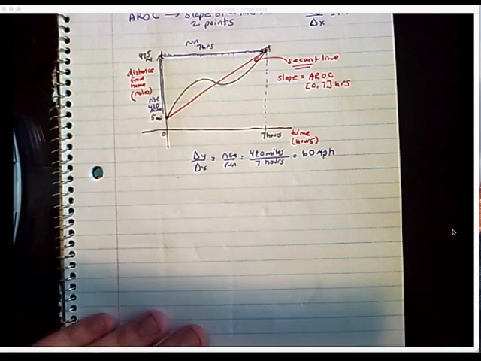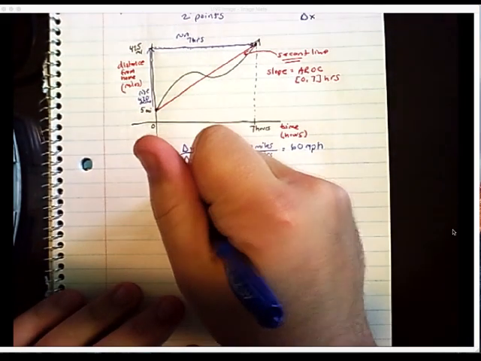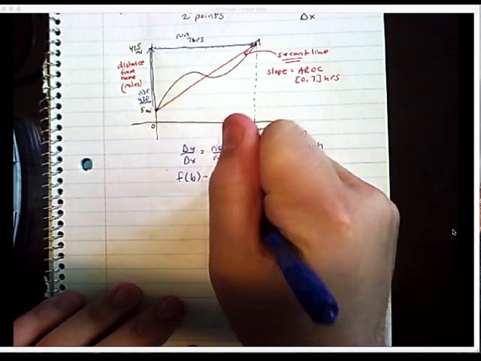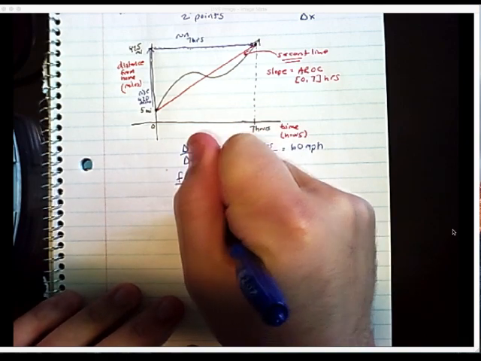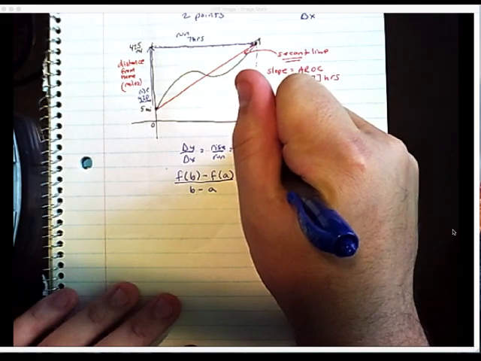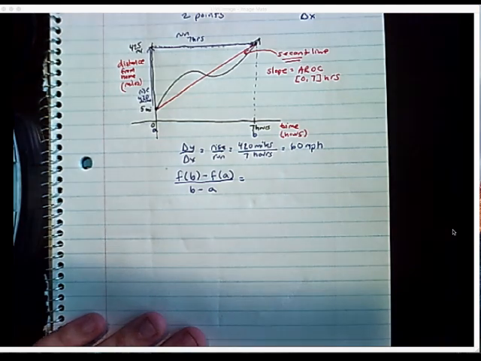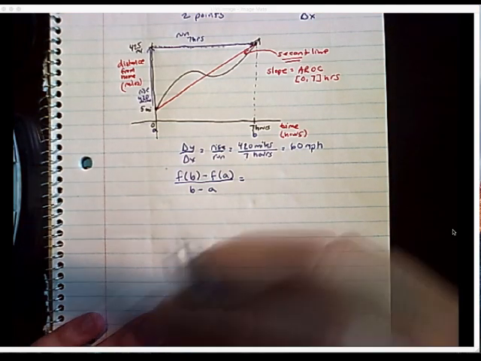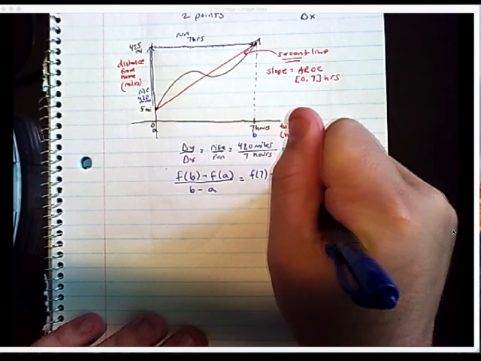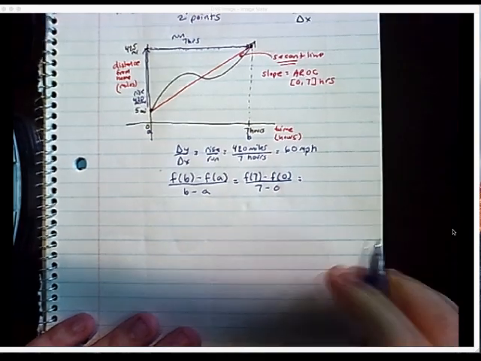Now there's another way to do that. We kind of talked about this in note card 1. Another formula on here says f of b minus f of a over b minus a. So think about the b as 7, think about the a as 0. Okay. So here this would be like f of 7 minus f of 0 all over 7 minus 0. Well, what's f of 7?